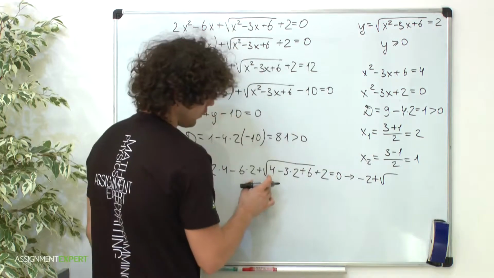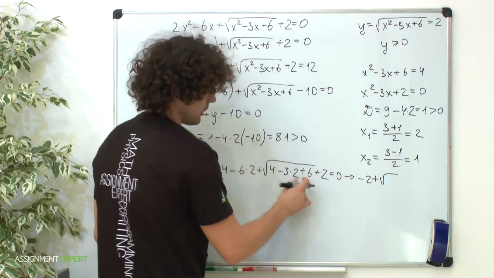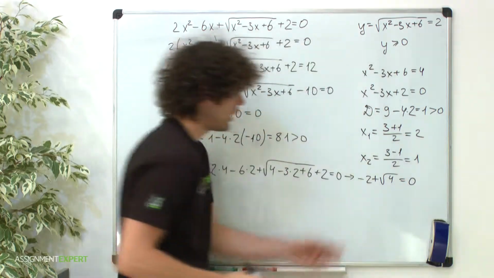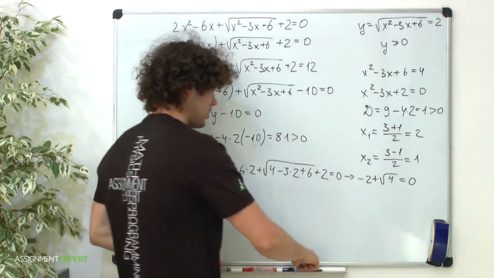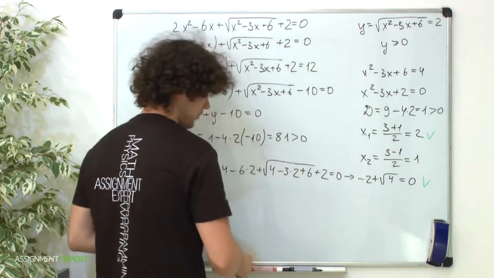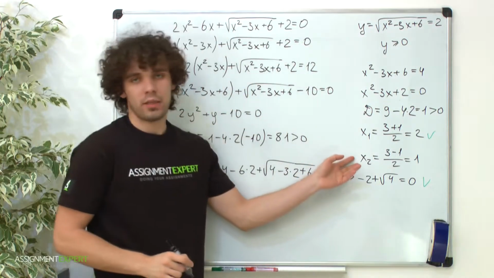root of 4 minus 6 plus 6. So we have negative 2 plus the square root of 4 equals 0. As we can see, this is correct. So x equals 2 is really the root of our equation. Now let's check the second root.